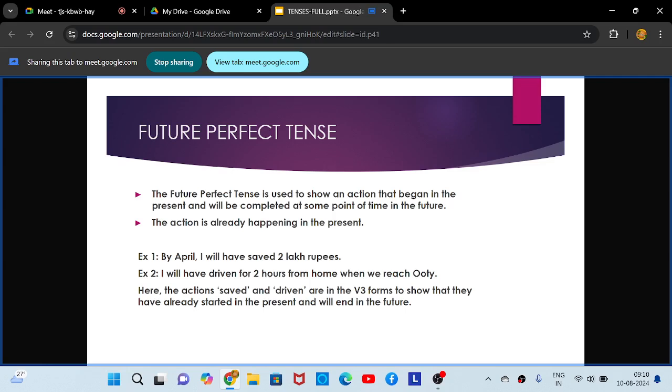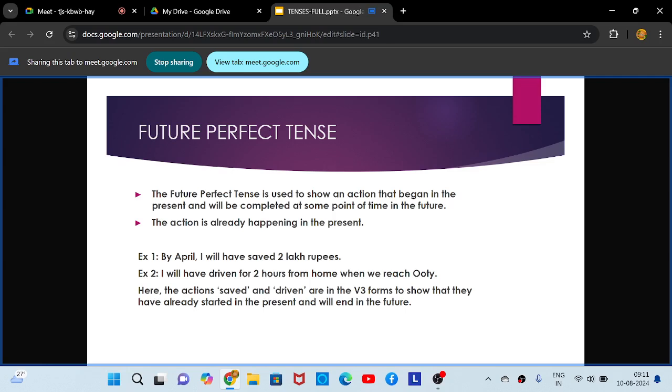So imagine that you are saving some amount, say 1 lakh rupees. Imagine that you decided to save 1 lakh rupees for some personal reasons. Okay, you started saving the money in January, at the beginning of this year. Now it is August, but it will become 1 lakh rupees only by the end of this year, maybe in December. So you started saving in January, now it is August, you are still continuing to save, and the savings will become 1 lakh only by the end of this year.